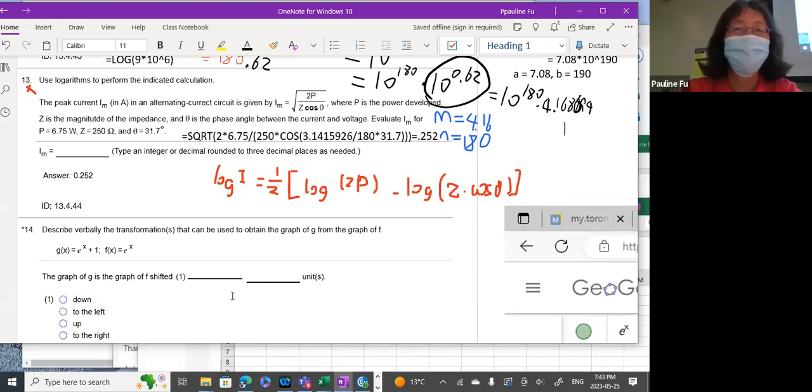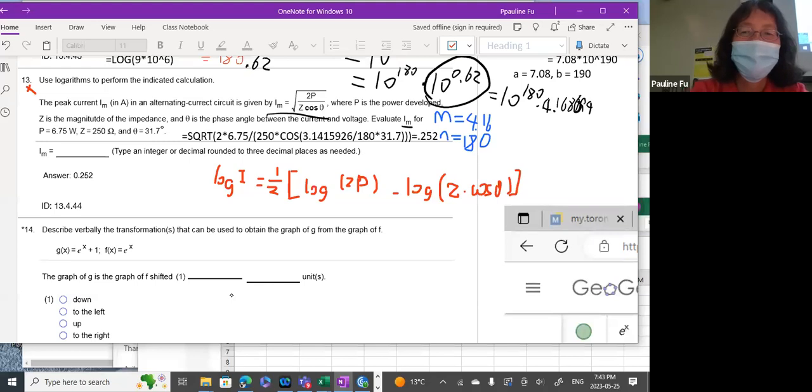This question is about a current physics question. Use logarithms to perform the indicated calculation. The peak current in an alternating current circuit is given by this formula. P is power developed, Z is the magnitude of the impedance, theta is the phase angle between the current and the voltage. Evaluate I for P equal to 6.75, Z 250, theta 31.7.